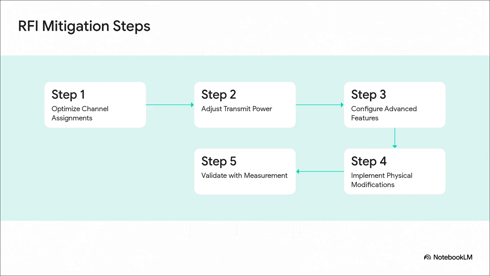1. Optimize your channel assignments. 2. Adjust your transmit power down to the minimum effective level you need. 3. Configure those advanced features we've been talking about, like band steering and beacon intervals. 4. If you absolutely have to, make some physical changes, like moving an AP or that pesky interference source. And 5, and this is the one everybody forgets, validate your work. Measure your performance before and after to actually prove that your changes made a real difference.